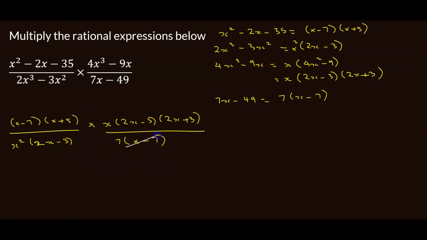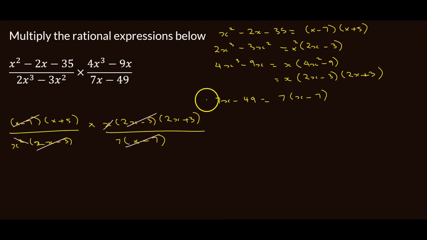Common terms, we have x minus 7, we cancel that out. We have 2x minus 3, we cancel this out here. So let's see if there's any other common term. Yes, we have some more common terms. We cancel out x here, and then we cancel out this, because x squared divided by x is going to give us x.